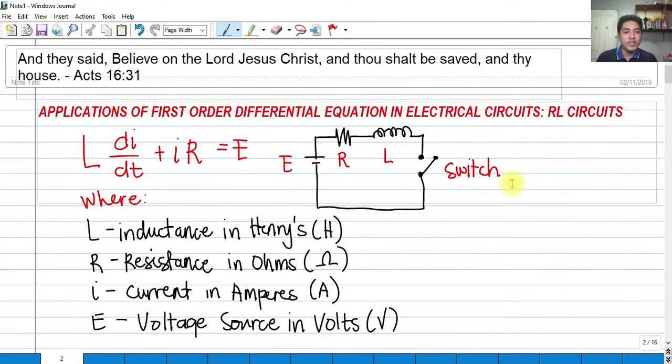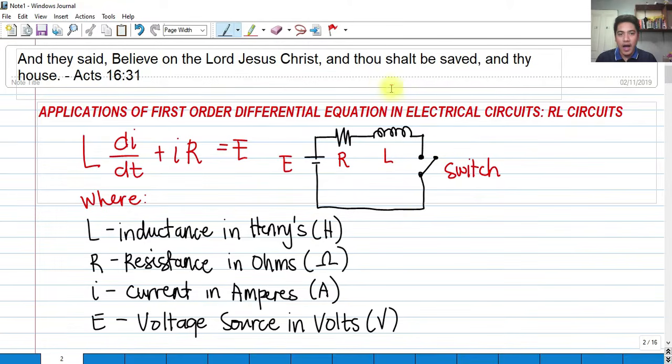Okay, so we have this differential equation here wherein we have L, which stands for the inductance in a circuit, multiplied by the change in current with respect to time, plus I, which is the current in amperes, multiplied by the R, which is the resistance in ohms, is equal to E, of which E is the voltage source in volts of our circuit.